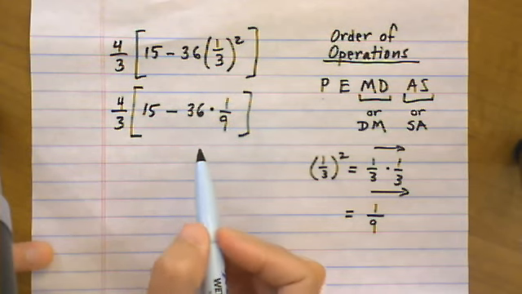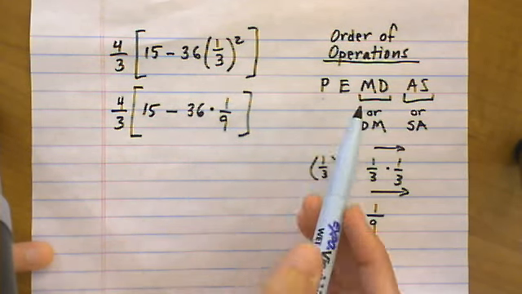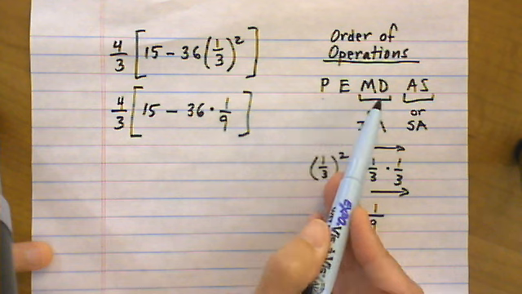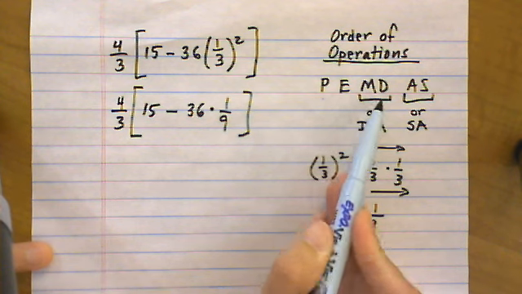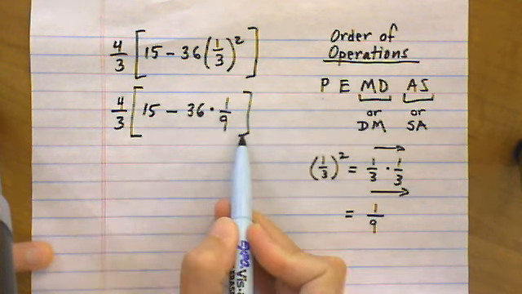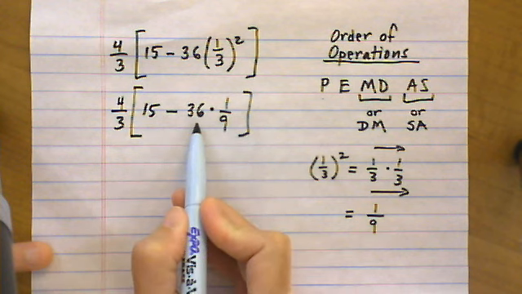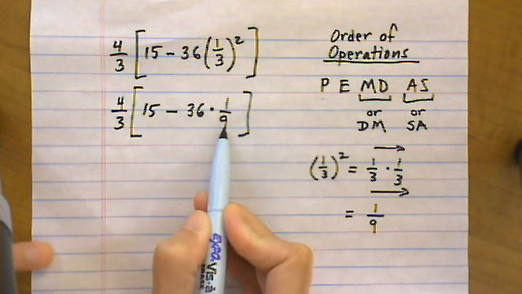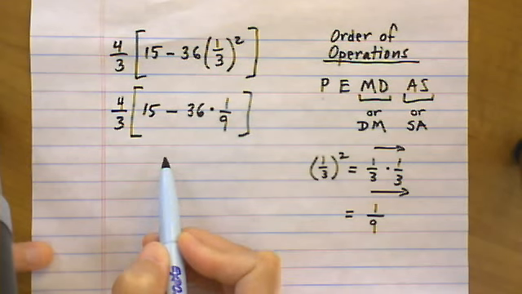We wanted to do exponents first. Now that we're done with the exponent in the PEMDAS, we can go to either multiply or divide as we encounter it, going left to right. So that means we're going to do 36 times 1/9. We are not going to do the subtraction yet.